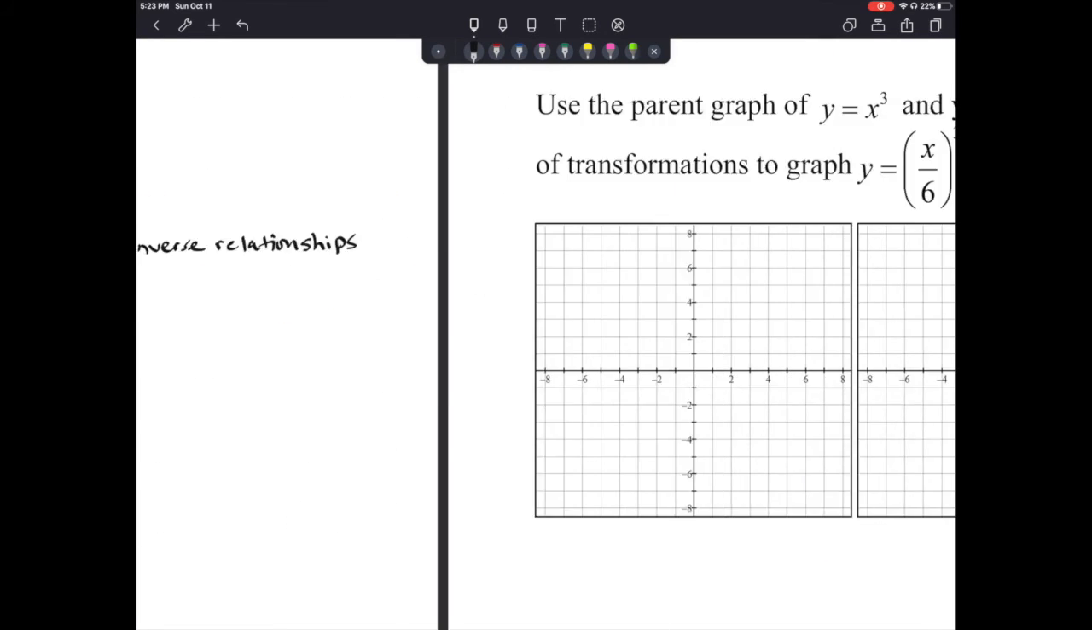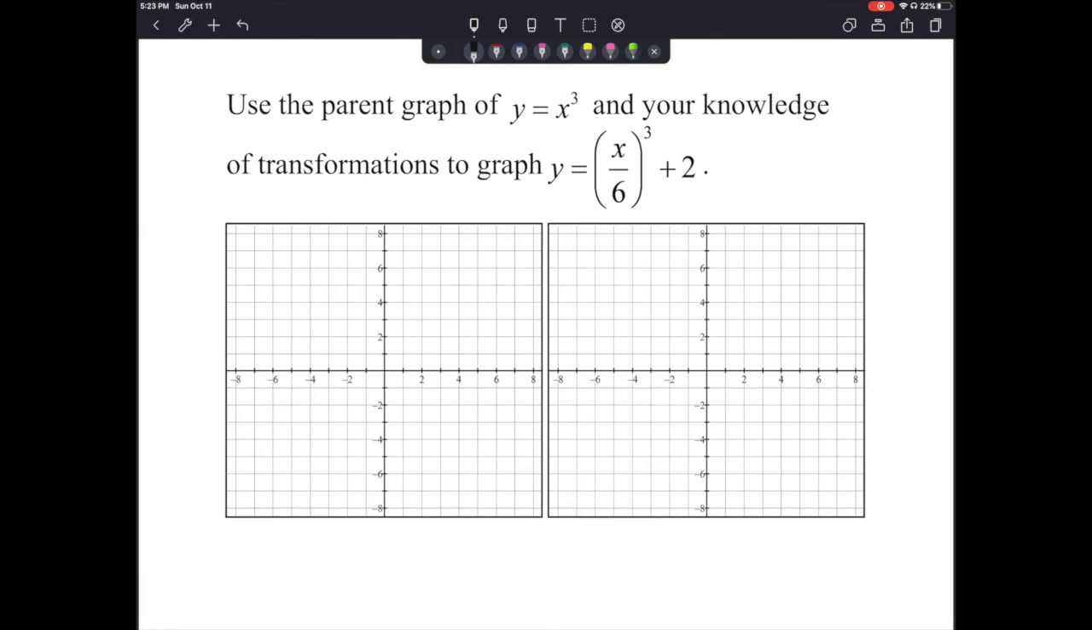All right, let's move on. Use the parent graph of y equals x to the third and your knowledge of transformations to graph y equals the quantity of x divided by 6 to the third power plus 2.